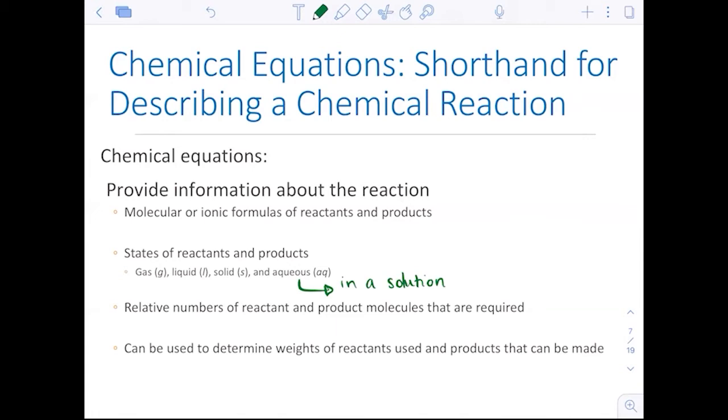Now the relative numbers of reactants or products molecules are there to tell us these are required. We have to be able to balance to say how many elements or molecules come together to make the reaction happen, and how many elements or molecules I am going to be producing. Now, we can use these balanced reactions as a way to determine weights of reactants and products that can be made. This is extremely important. This is called reaction stoichiometry.